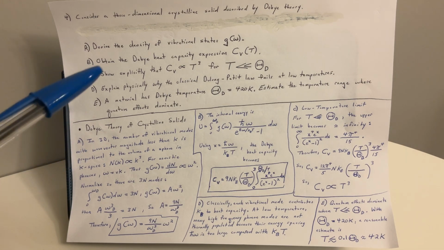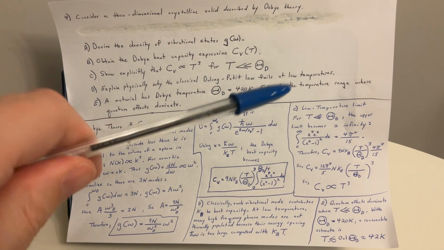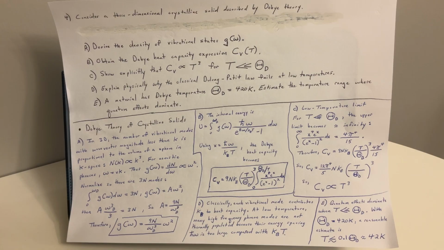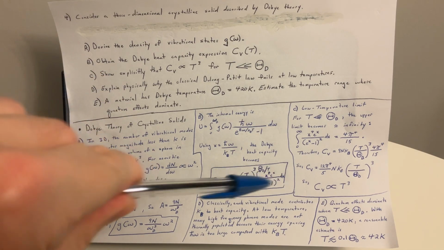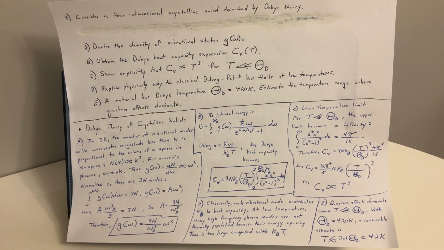Letter C, show explicitly that C sub V is proportional to T cubed for T much less than theta sub D. In the low temperature limit, T much less than theta sub D, the upper limit becomes approximately infinity. So we integrate from 0 to infinity that integral from before, x to the fourth e to the x over the quantity e to the x minus 1 squared dx. When we do the computation, that equals 4 pi to the fourth over 15.